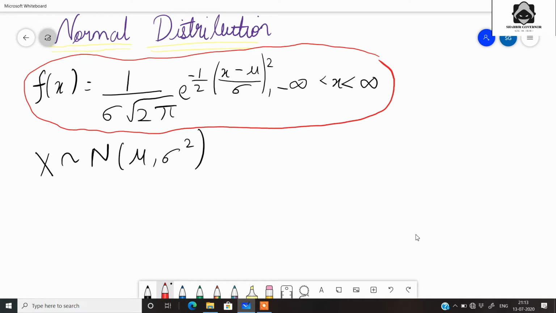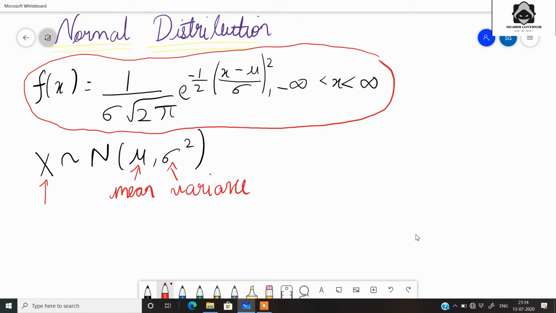Now this is the equation for the normal distribution, that is f of x is equal to 1 upon sigma into root 2 pi into e raised to minus half into (x minus mu upon sigma) the whole square, and the range of a normal distribution is from minus infinity to infinity. Whenever a random variable is said to be following normal distribution, it is written such that x, the random variate, follows a normal distribution with mean mu and variance sigma squared. Mu stands for the mean and sigma squared stands for the variance of the normal distribution.